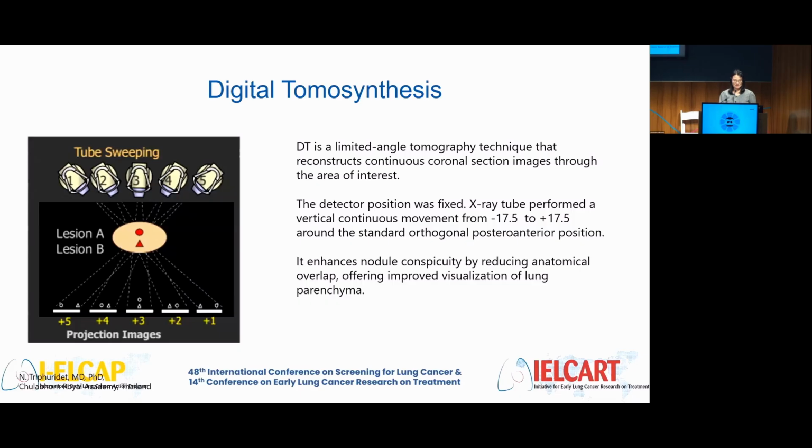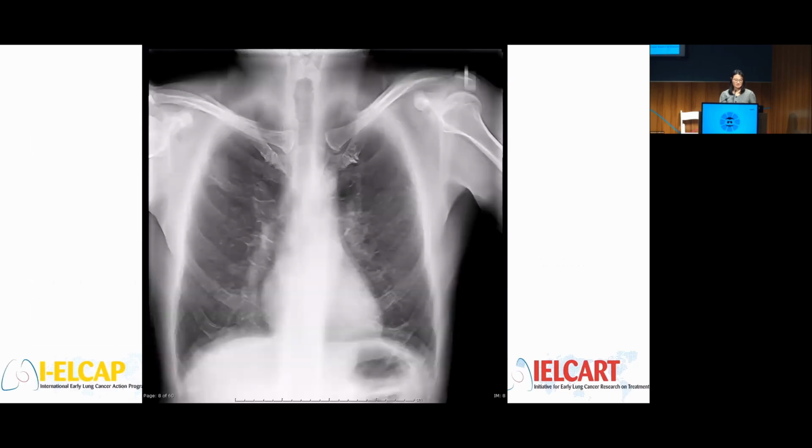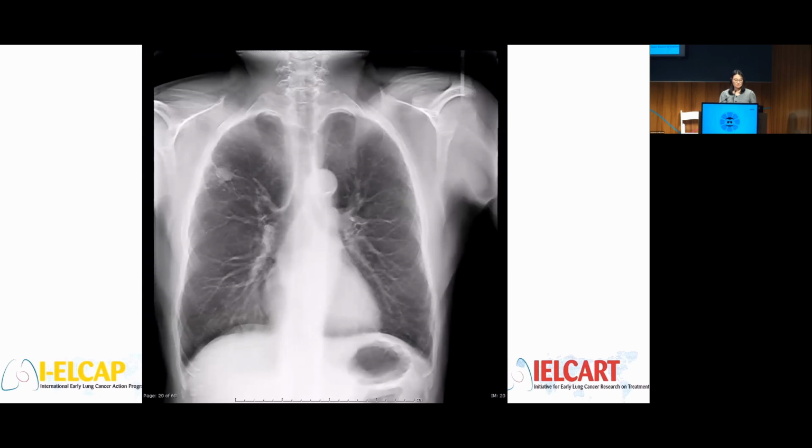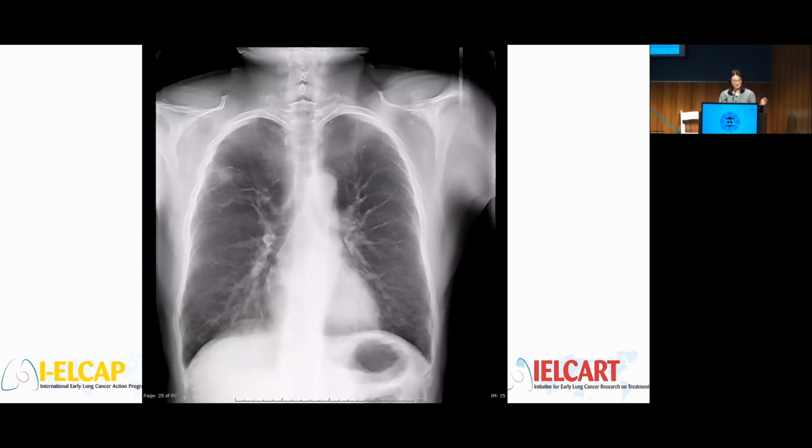So digital tomosynthesis is a limited angle tomography technique that constructs continuous coronal sections, and it can enhance nodule conspicuity, reduce anatomical overlap, and offer improved visualization of lung parenchyma. This is a sample of digital tomosynthesis that you can see from the front to the back. So you can see the lesion in the soft tissue, bone, and then the lung lesion and also the structure.